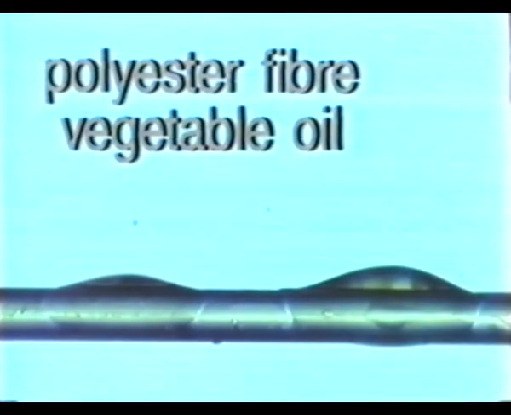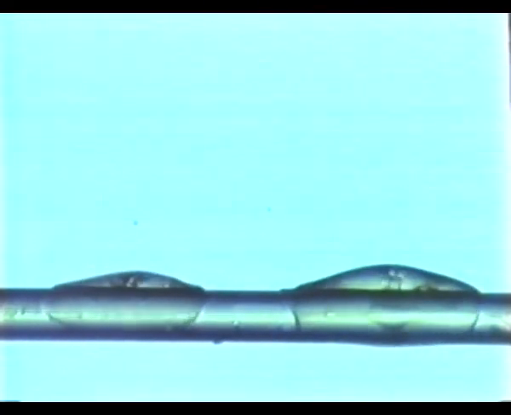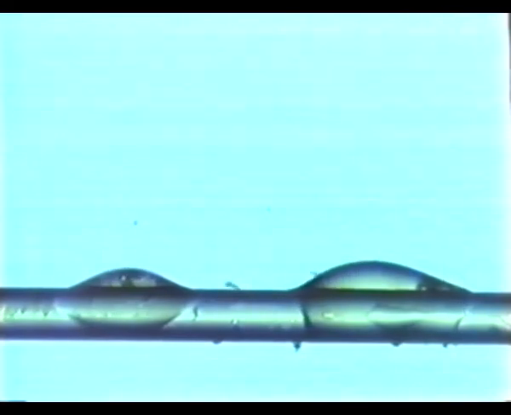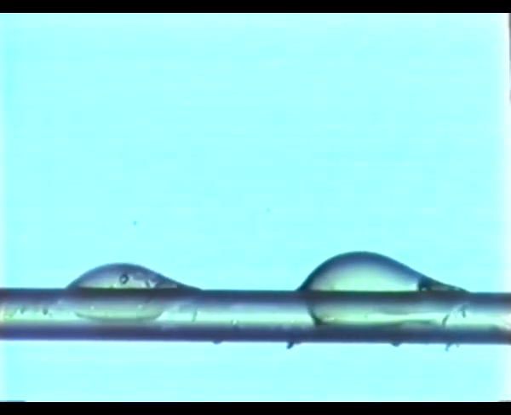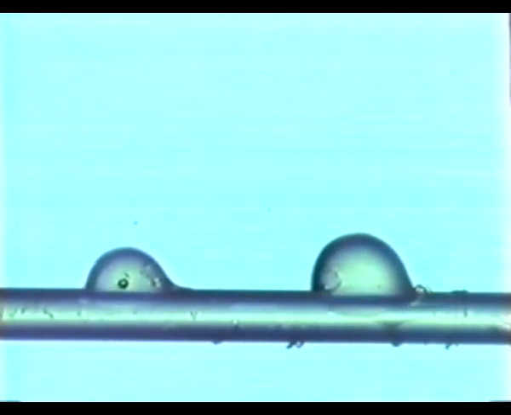The rolling up of the fatty soil can best be observed in model experiments. A droplet of vegetable oil has been applied to polyester fiber or film. Without detergent, the droplet is hard to remove. However, after addition of some detergent, the droplet is rolled up and easily removed from the fiber.